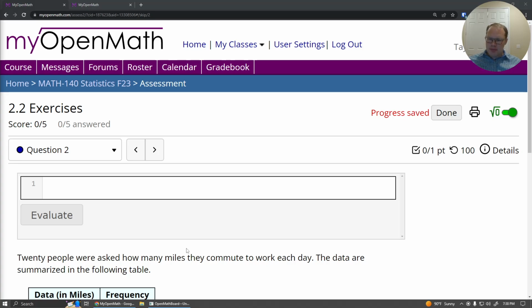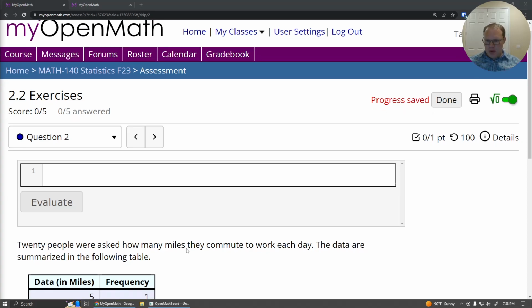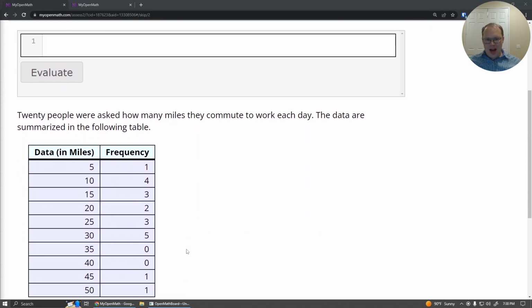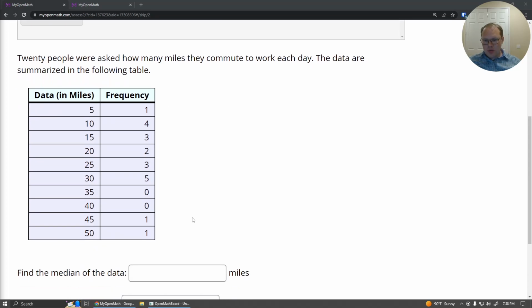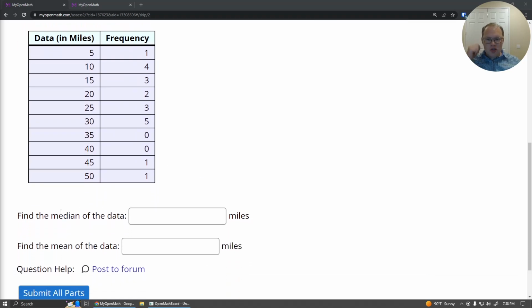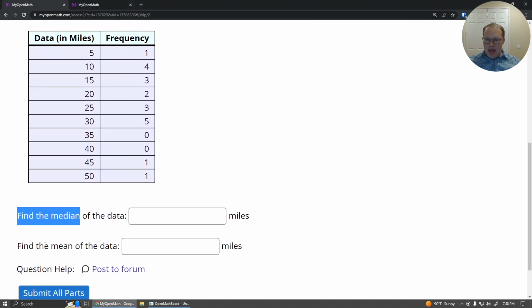Let's do an example in MyOpenMath that's just a little different. 20 people were asked how many miles they commute to work each day. The data are summarized in the following table. And so we have a frequency table. Okay? We want to find the median and the mean of the data.